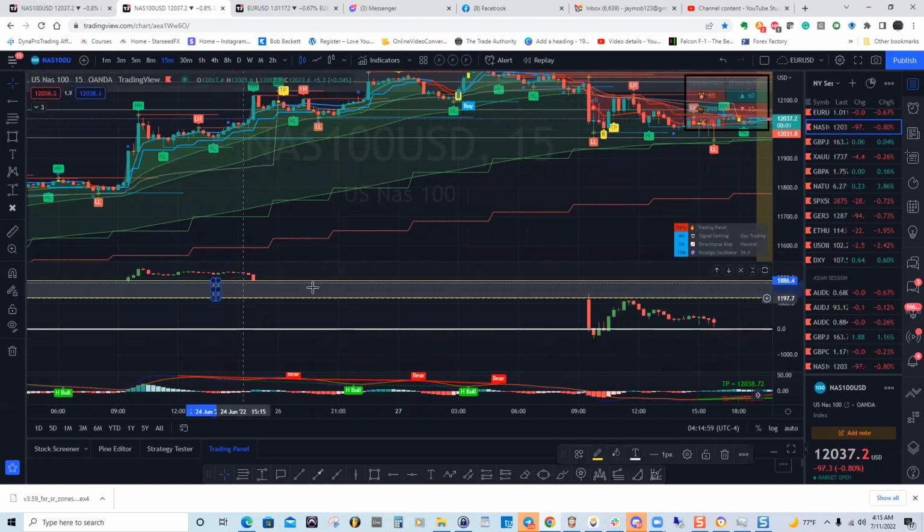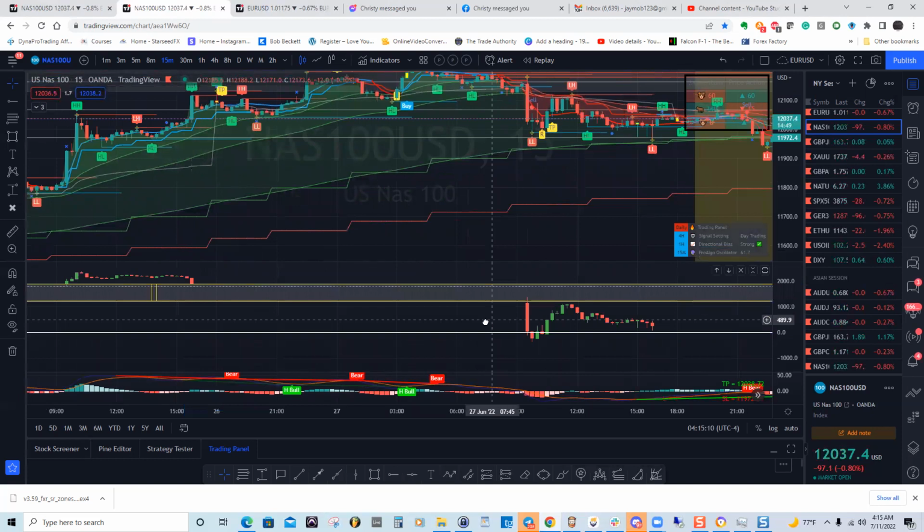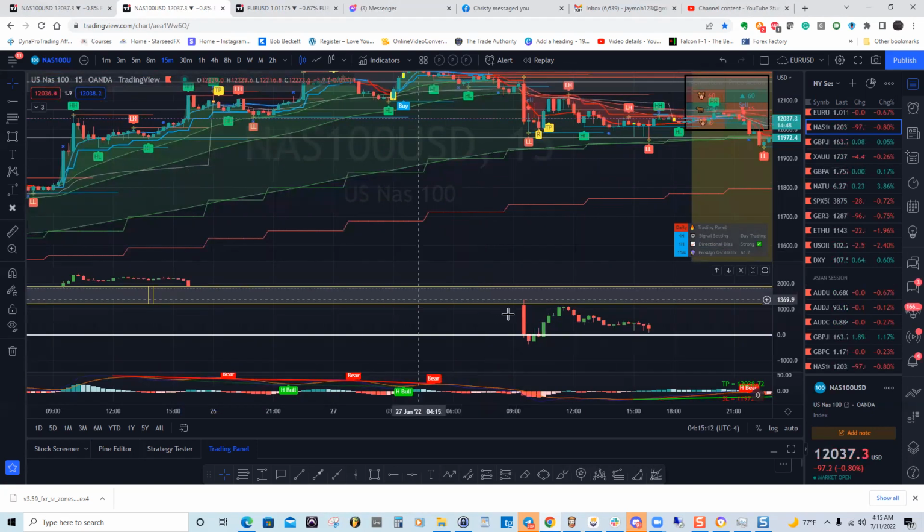Has to be filled. So it gaps up, it stops here, right? Then what happens? It opens up here, right? But does it ever fill the gap? No. Sometimes it won't fill the gap.